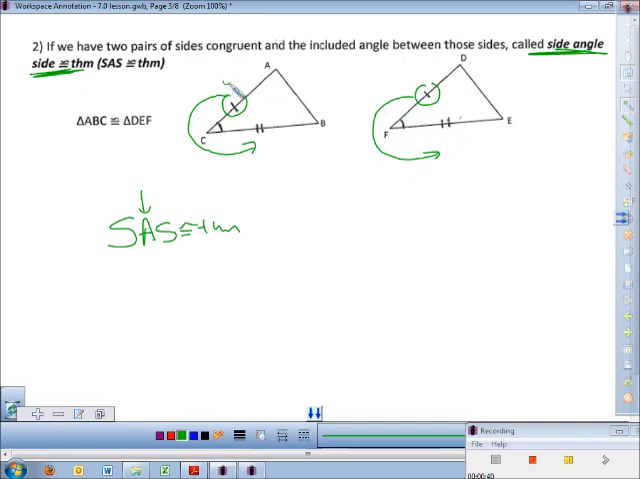So like if this was 4 inches and this was, let's say, 40 degrees, and this was 6 inches, then this would be 4 inches due to the tick marks. This would be 40 degrees, and this would be 6 inches. That's enough information right there to prove that those triangles would have to be congruent because of what's called side-angle-side. That angle is between the two sides.